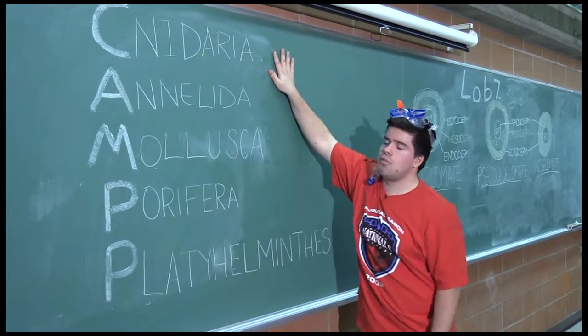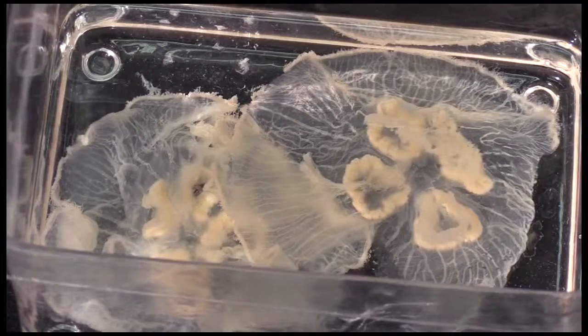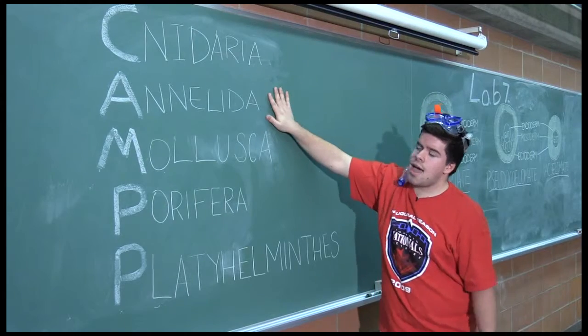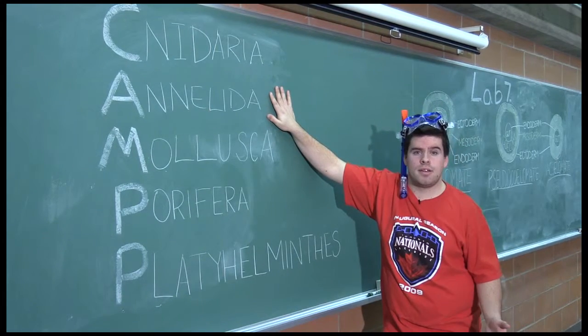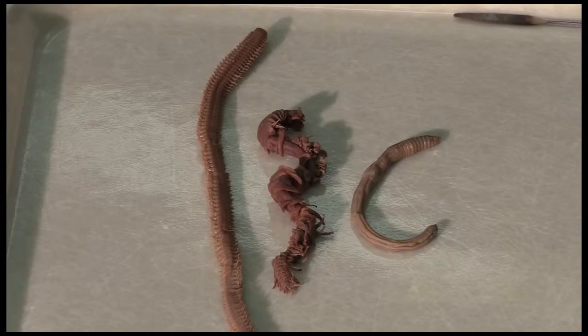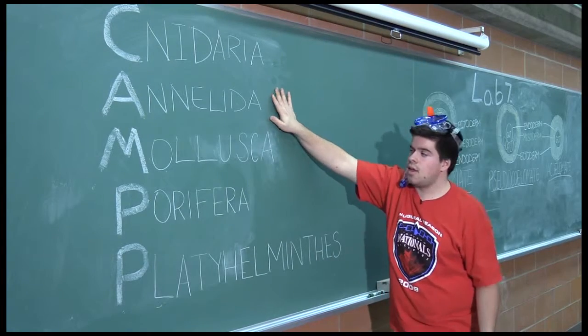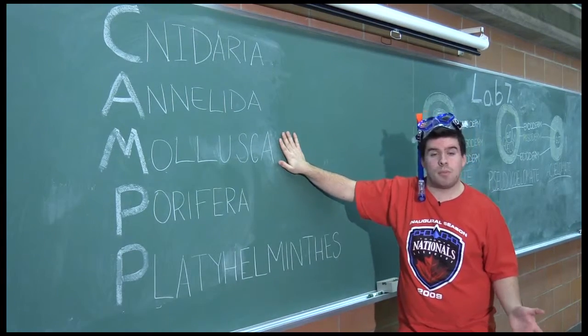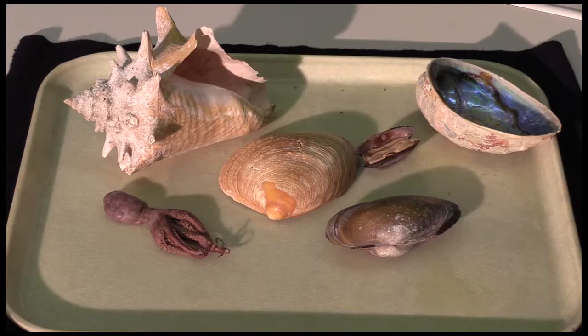The C stands for cnidaria. That would be your jellyfish. The A stands for annelida. These are segmented worms like earthworms. The M is mollusca. This would be octopus, or mussels or clams.